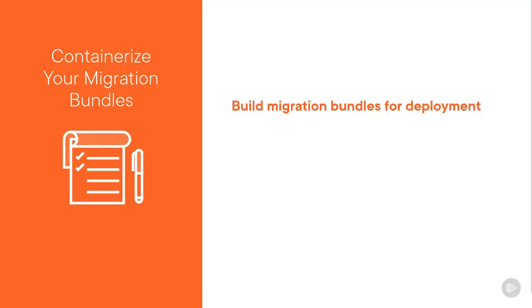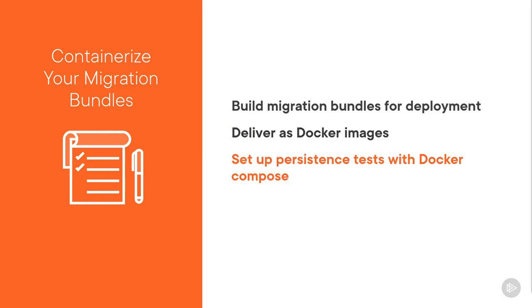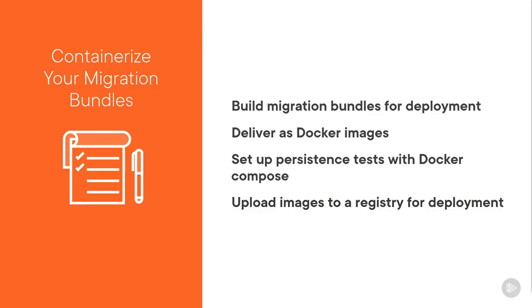Carlos has found that migration bundles are the best way to build and package EF migrations. They are standalone executables that can deliver schema updates without the .NET SDK or your source code. His preferred way of delivering migration bundles is through Docker images. When running persistence tests, he applies the migration bundle in the test container using Docker Compose. And while deploying to shared environments, he uploads the image to a container registry for secure deployment behind the firewall. This combination gives him the greatest control and security.